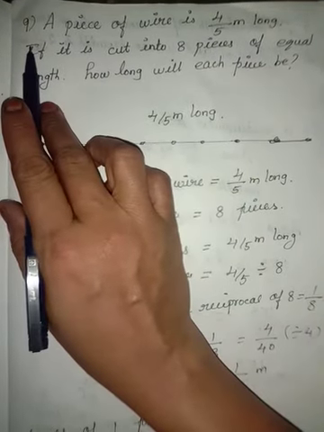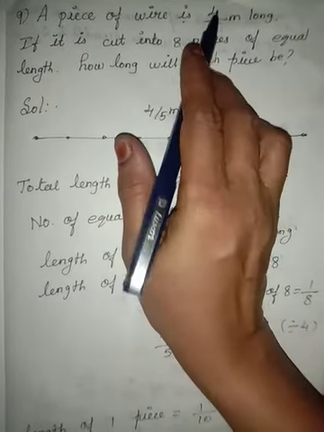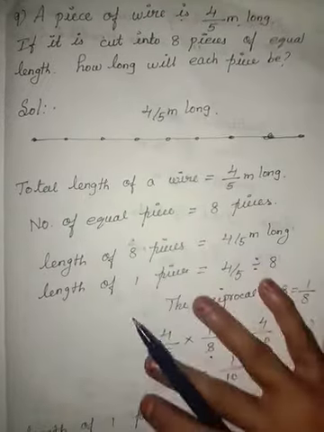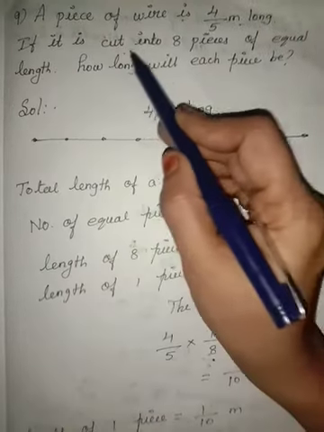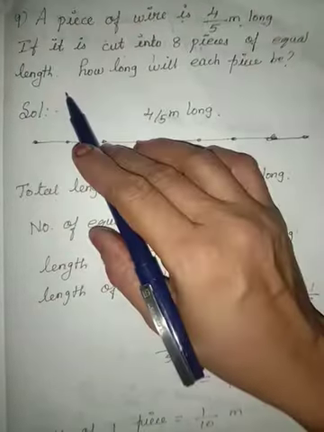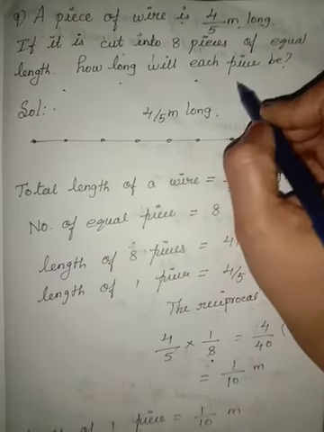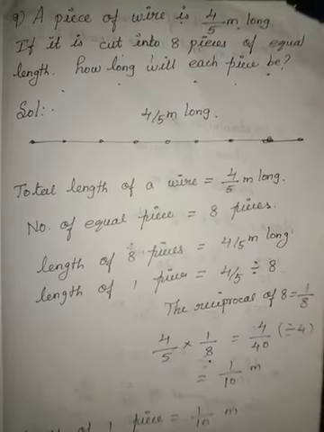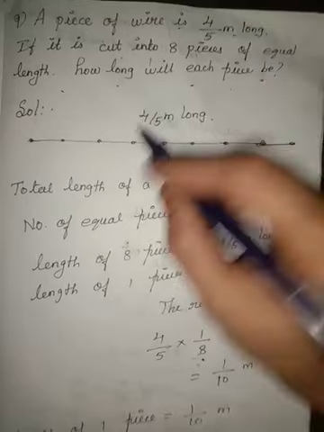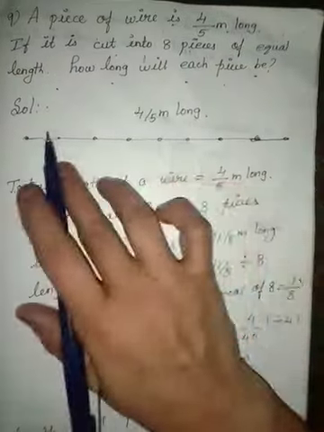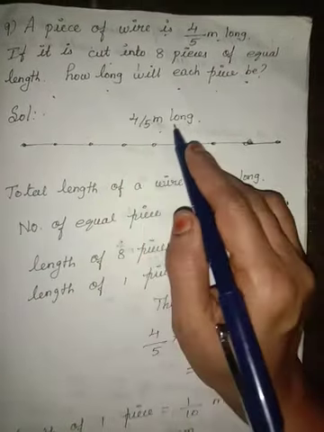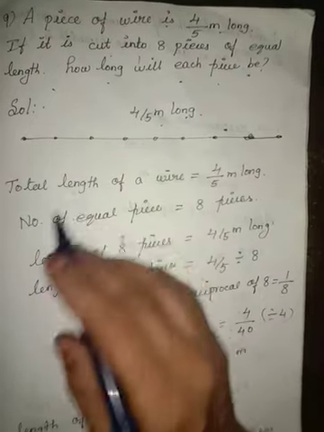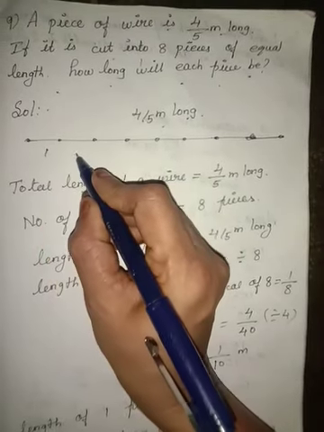Let's see the 9th one. A piece of wire is 4 by 5 meter long. If it is cut into 8 pieces of equal length, how long will each piece be? They are asking this. So the solution: the total length of the wire is 4 by 5 meter. I divide it into 8 equal parts.